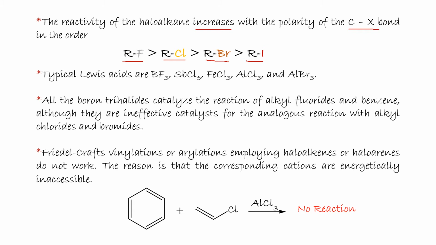Typical Lewis acids are boron trifluoride, antimony pentachloride, iron(III) chloride, aluminum chloride, and aluminum bromide. As we mentioned, alkyl fluoride is the fastest and can be catalyzed by boron trihalide. Scientists found that boron trihalide catalyzes the reaction of alkyl fluoride and benzene, but cannot activate alkyl chlorides or alkyl bromides.